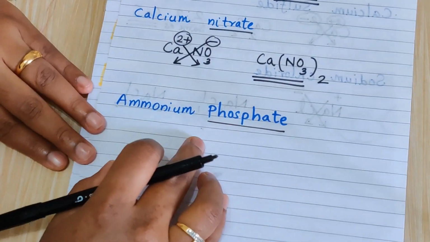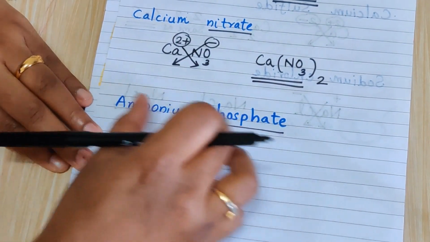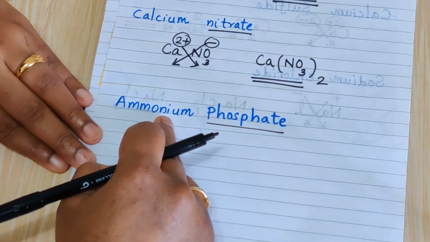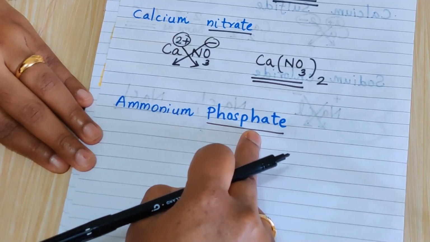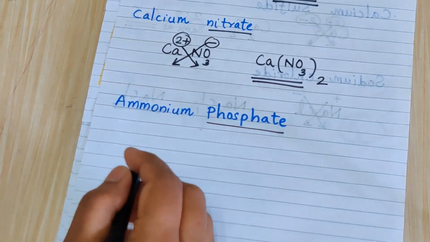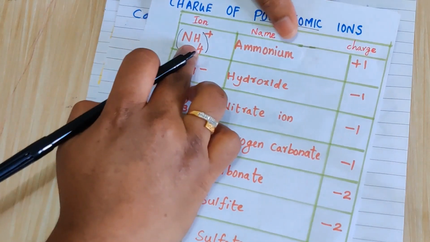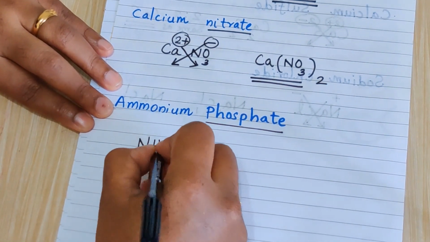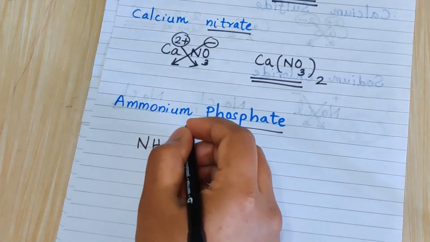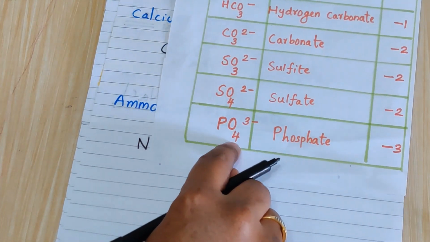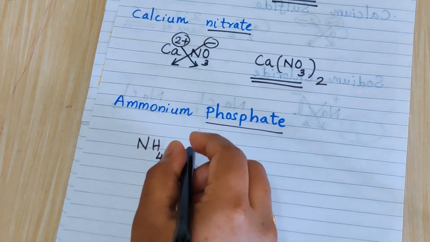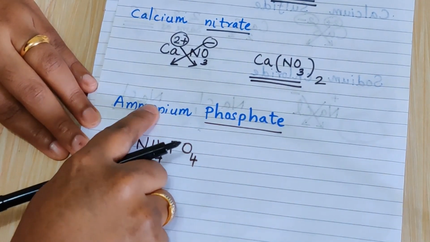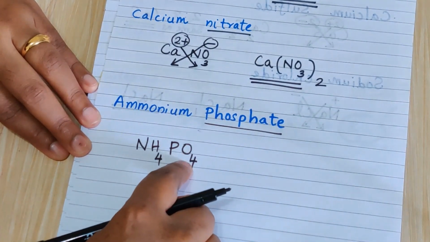In the last example, we have both cation and anion as polyatomic ions. Ammonium is a polyatomic cation. Phosphate is a polyatomic anion. What is the symbol of ammonium? Ammonium is NH4 plus. So NH4 is the symbol of ammonium. Then phosphate is PO4 3-. So PO4 is the symbol of phosphate. So first step we write down the symbols. Ammonium is NH4, phosphate is PO4.